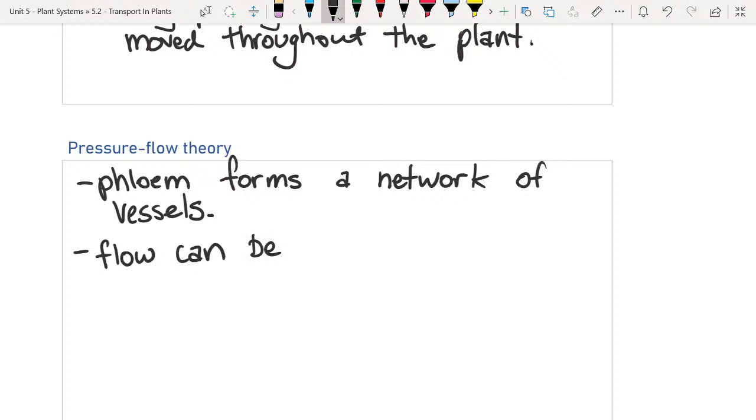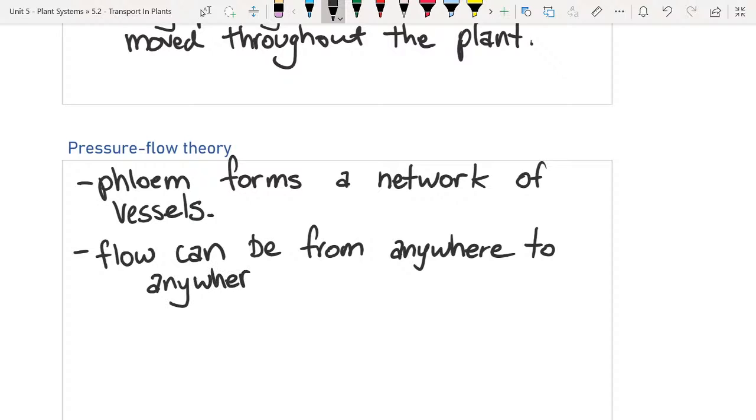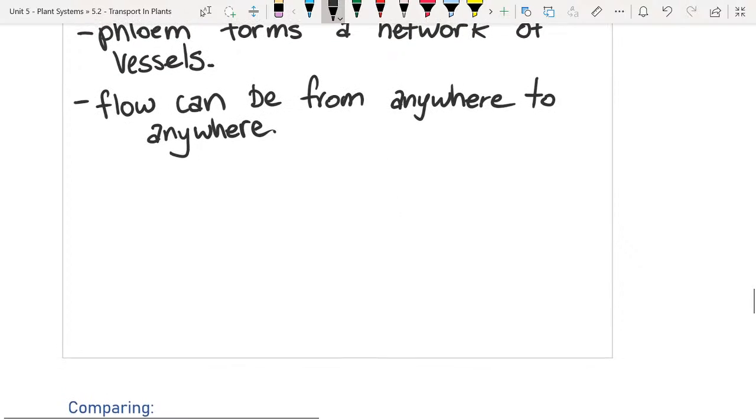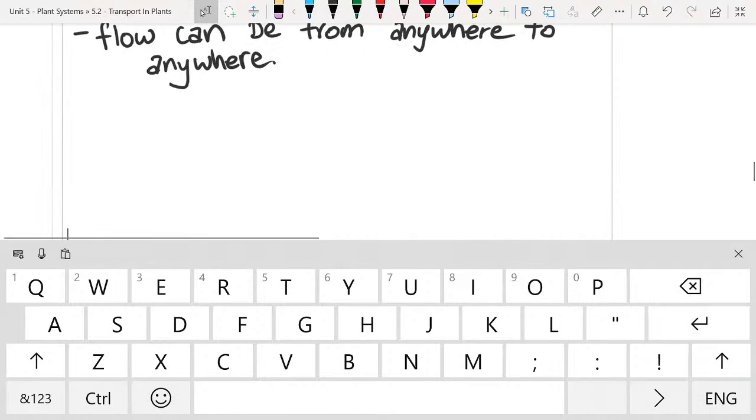Flow can be from anywhere to anywhere. Now, how do we do that? Do we tell the water molecules, hey, water molecule, you're in the leaf right now, but I want you to get to the stem? And then the water molecule goes, oh, okay, Joe, yeah, I'm on it, thanks. Is that how it works? Obviously not, right? So how do we do it? We do it this way.